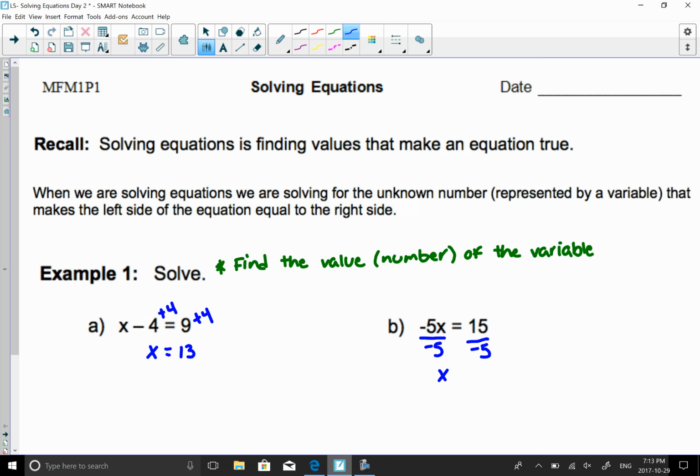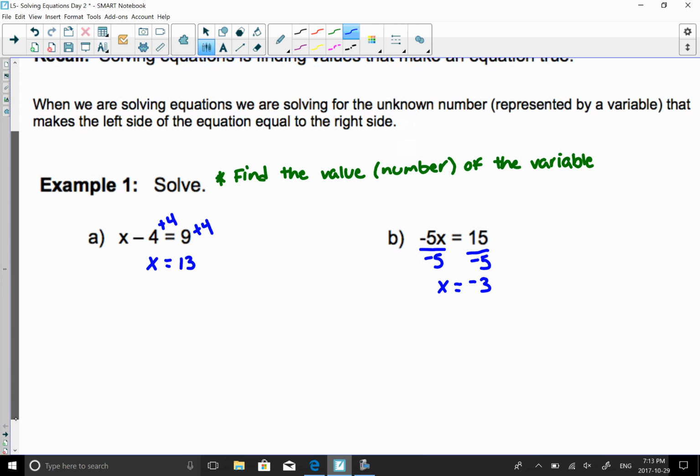Negative 5 divided by negative 5 is just 1. And then 15 divided by negative 5 is negative 3. Okay. Again, I've shown my work by showing that I was dividing both sides by negative 5.